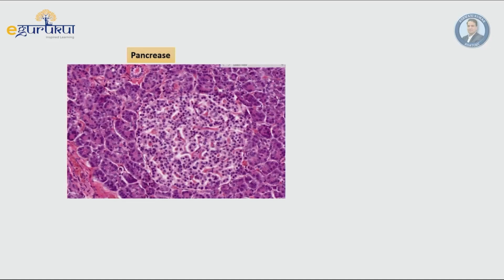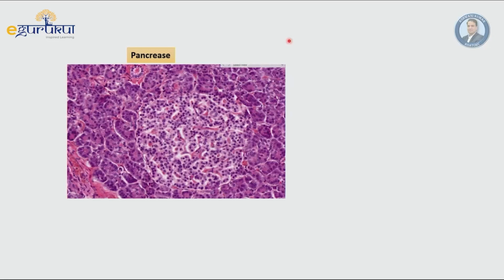Moreover, if you don't look at this portion, that is the islet, this slide can be very much confused with the parotid gland also because of these acini. So you have to make sure that you identify the slide of pancreas and differentiate this slide from the parotid gland and from the slide of a kidney.